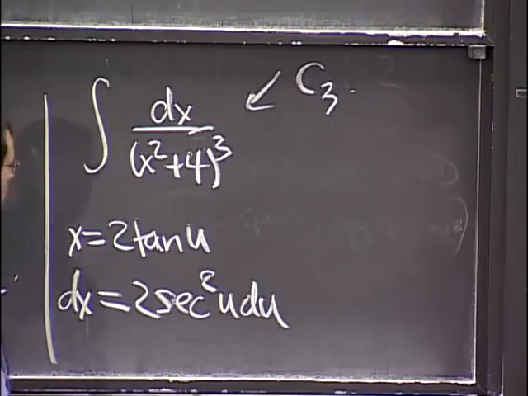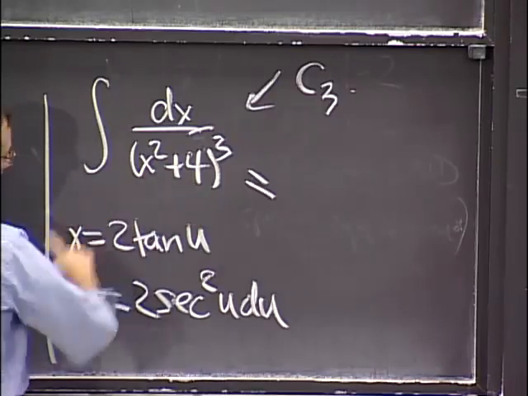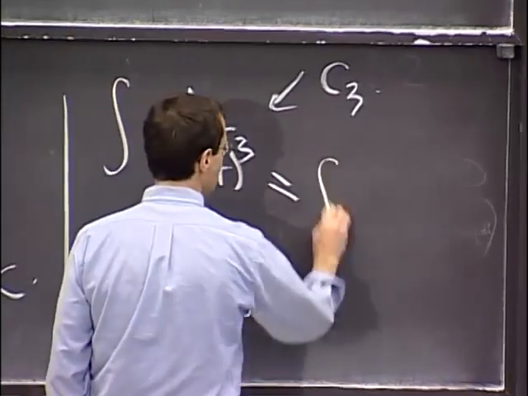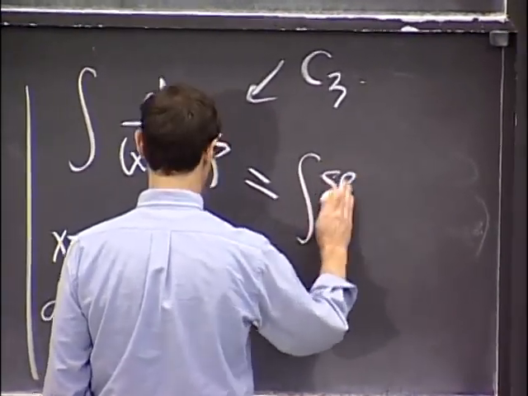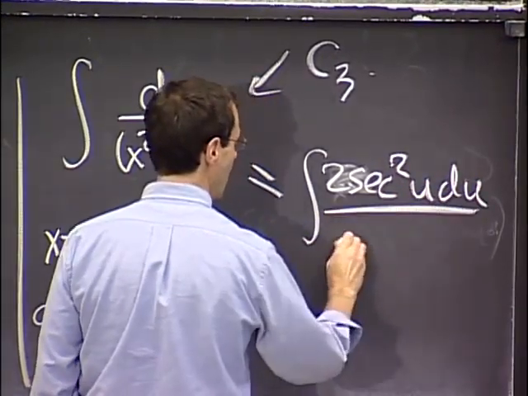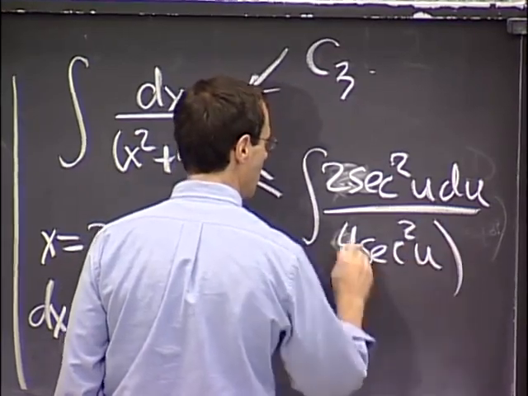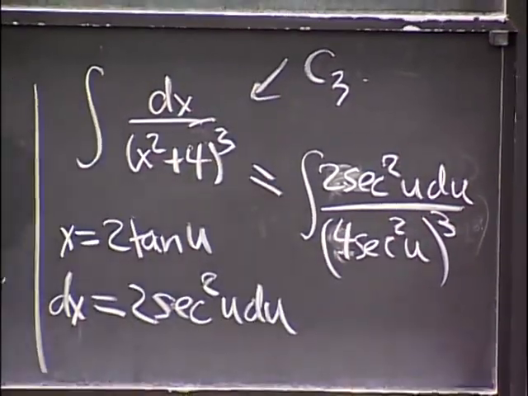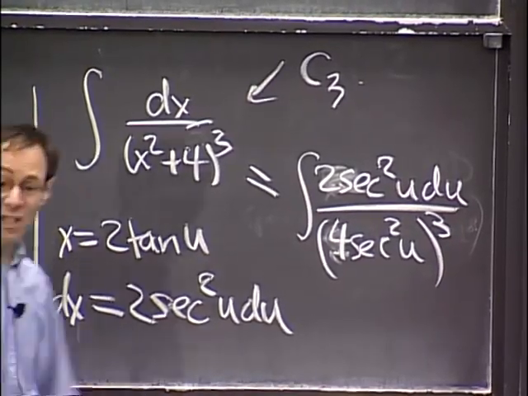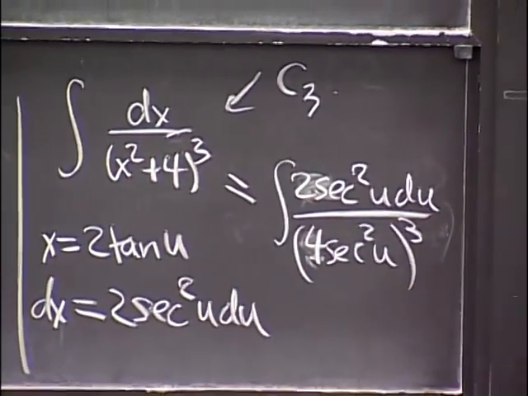And then you have to plug in, and you're using the fact that when you plug in the tan squared, 4 tan squared plus 4, you'll get a secant squared. So altogether, this thing is 2 secant squared u du, and then there's a 4 secant squared u cubed in the denominator. So that's what happens when you change variables here. And now look, this keeps on going. This is not the end of the problem. Because what does that simplify to?